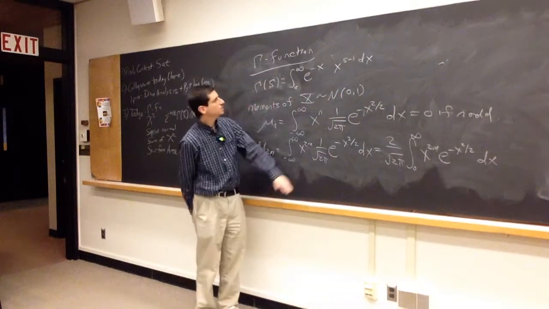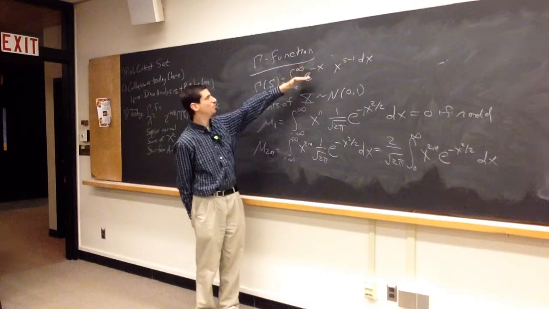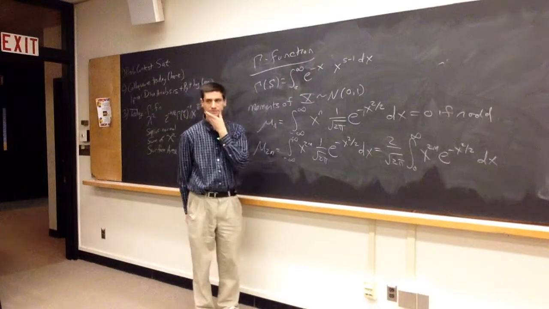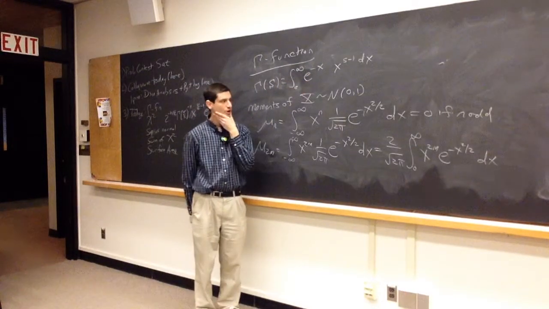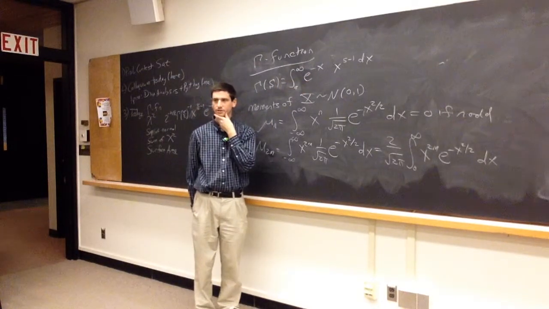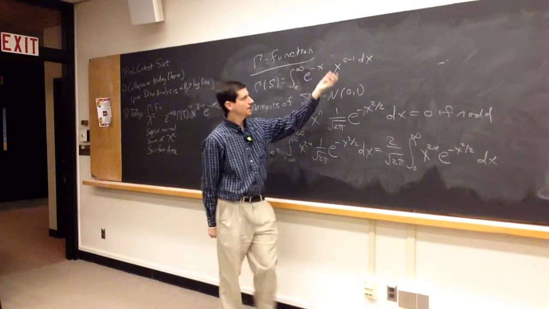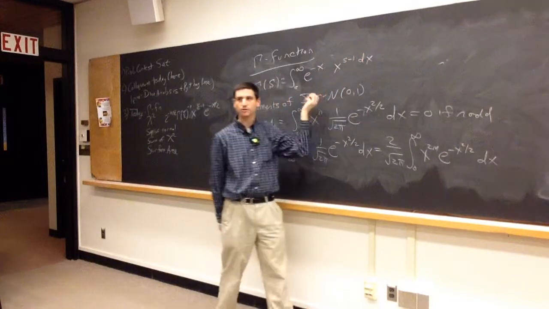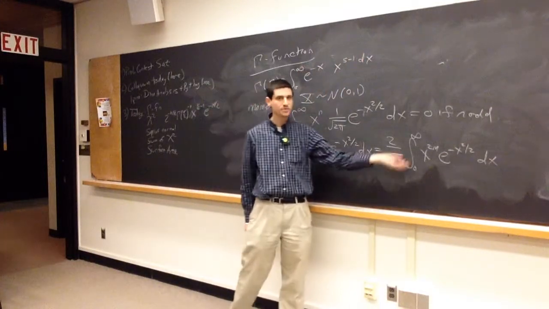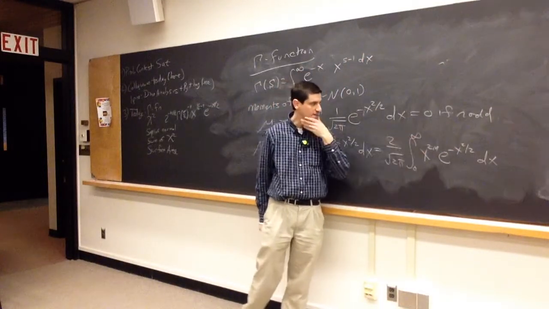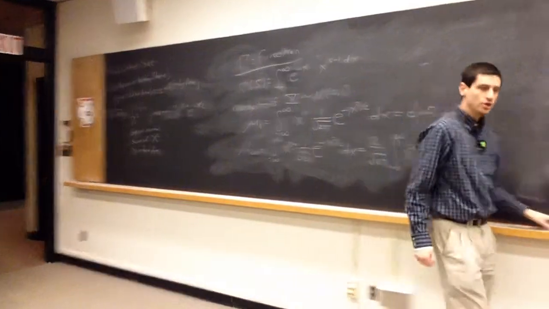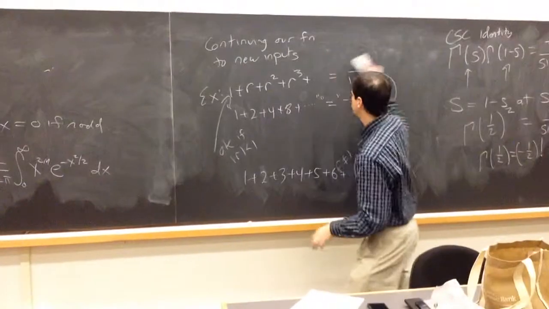Right? I am deliberately writing this on the same board as the gamma function. It looks a lot like a gamma function. What is a gamma function? I have e to the negative x, and then I have x to some power, and I integrate from 0 to infinity. All right, I've got an e to the minus x squared over 2. So what this is telling me is we're going to need to do a change of variable.